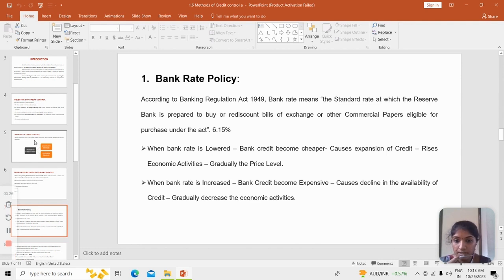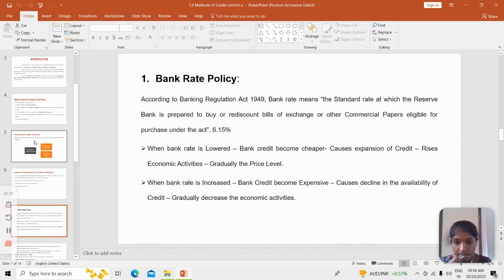In the bank rate policy, two situations arise: when the bank rate is lowered, and when the bank rate is increased. In the first case, when the bank rate is lower, it will lead to getting credit at a cheaper rate, and it will cause expansion of credit, and economic activities rise, and gradually the price level also. Then the second case is when the bank rate is increased.